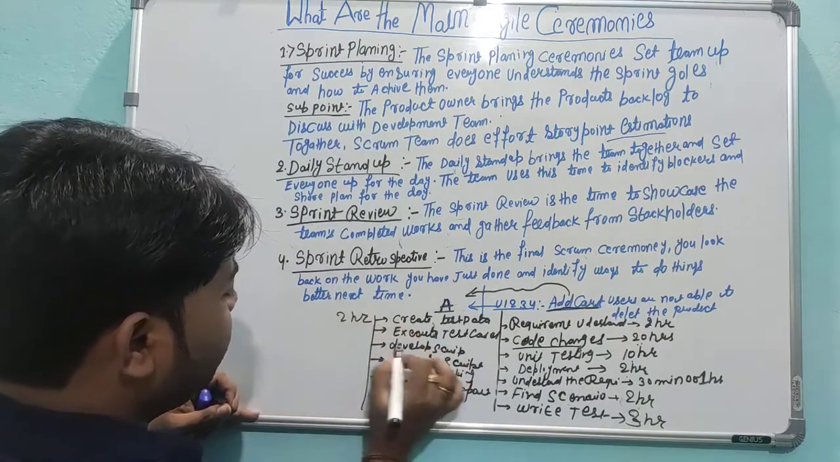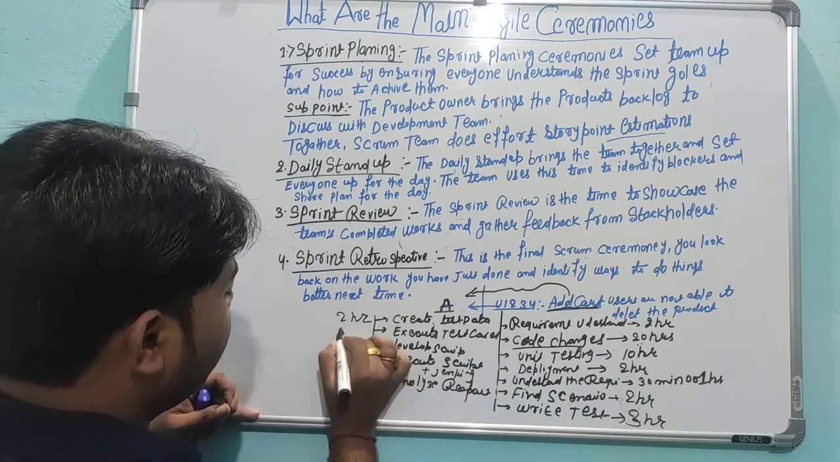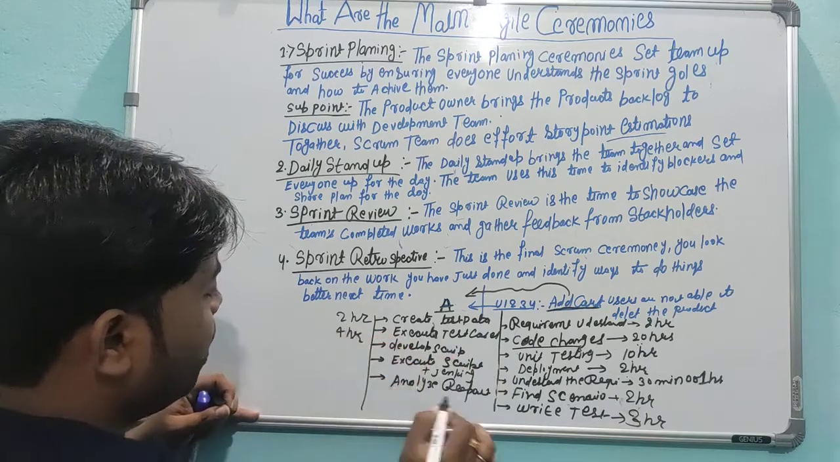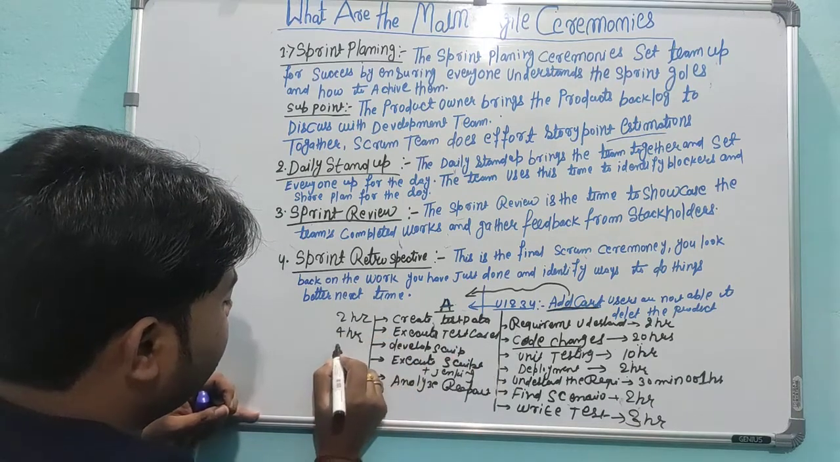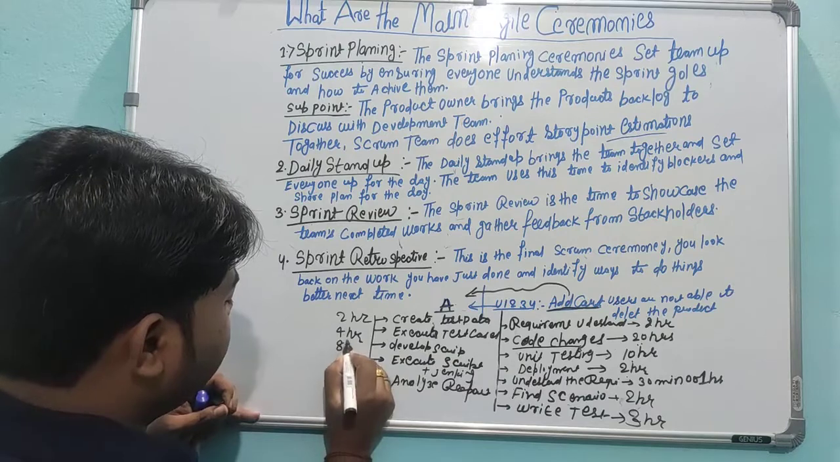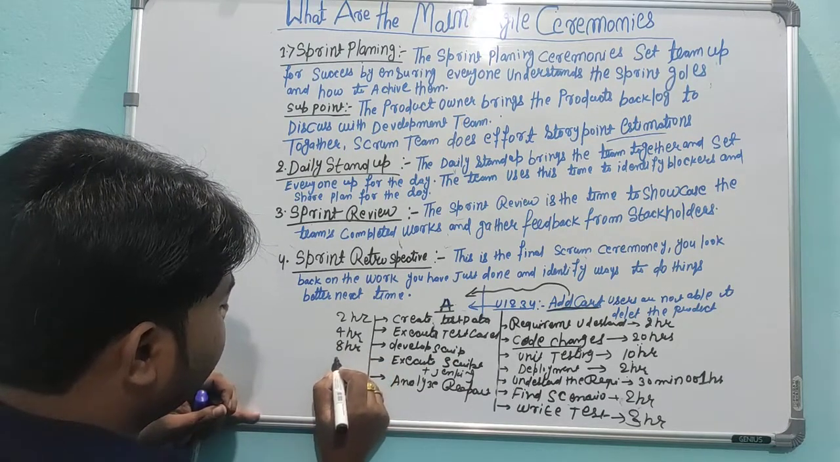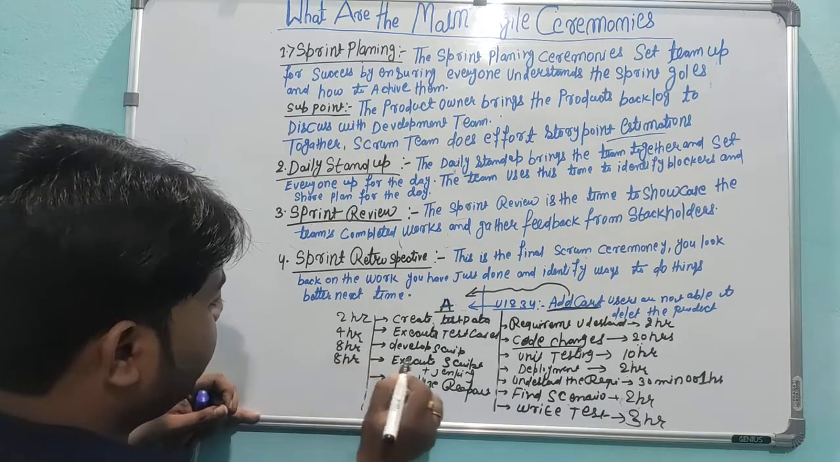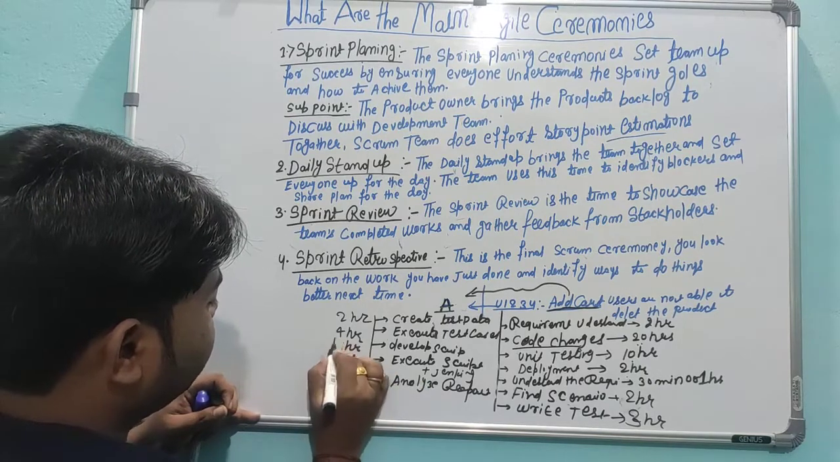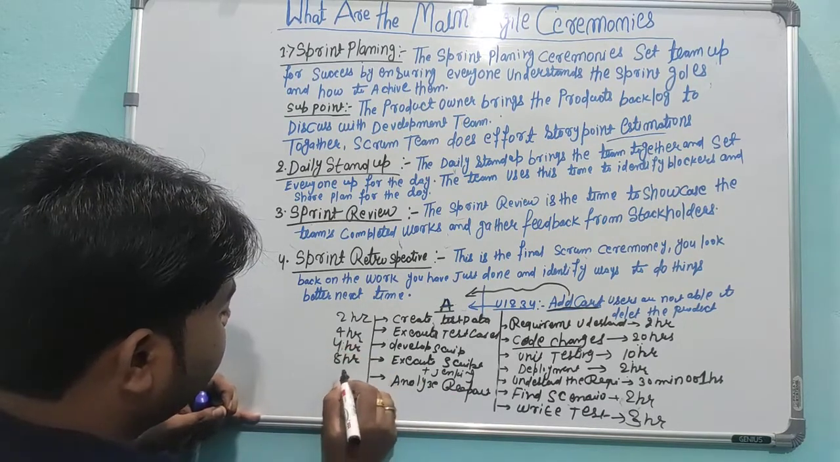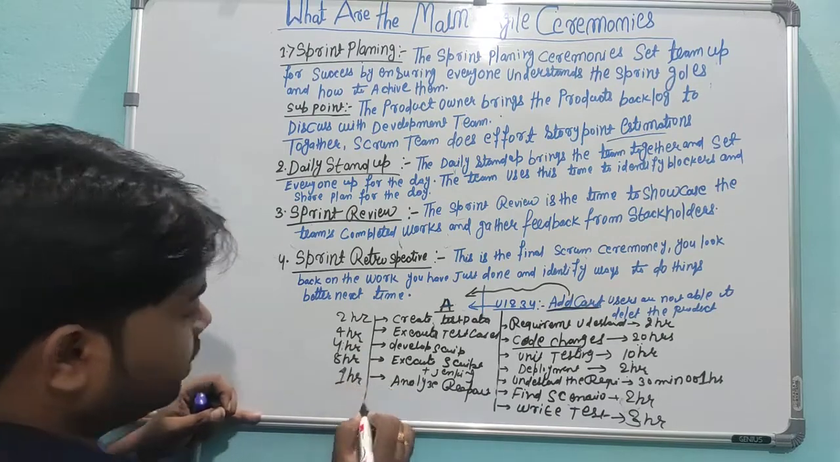Here for test execution, I have to write 4 hours. Okay, develop the script, I will take 8 hours. Execution I will take 8 hours. Develop the script, I am writing just 4 hours. Execution and analyzing the report, 1 hour.